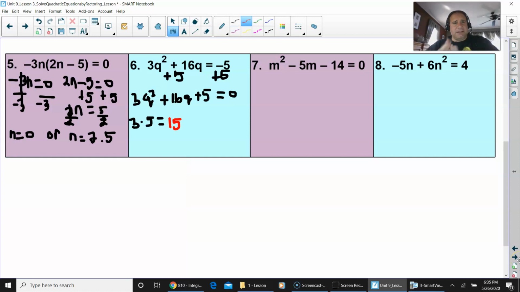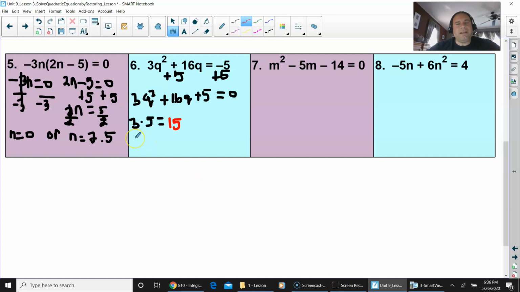So nice and easy. Some of these are really difficult, but this one looks like it's a little bit easier. So you add 5 on both sides because you need to get that -5 over to the left-hand side. Needs to equal 0 for that quadratic. So you do have 3q squared plus 16q plus 5 equals 0. Then you take a times c, which is 3 times 5. Nice small number. So that's 15.